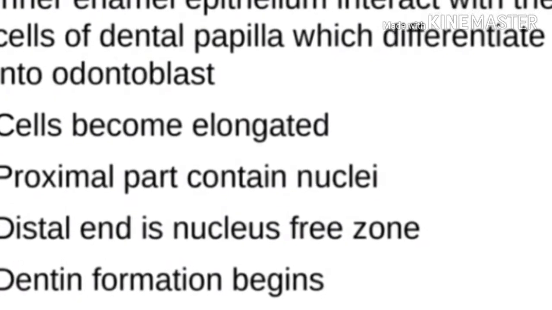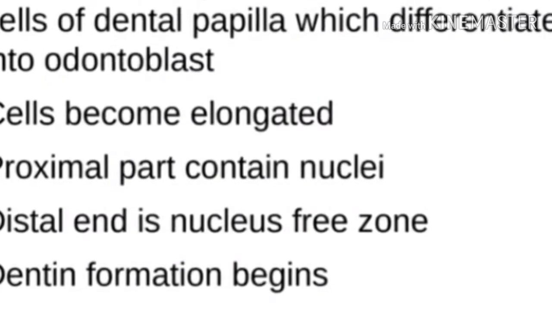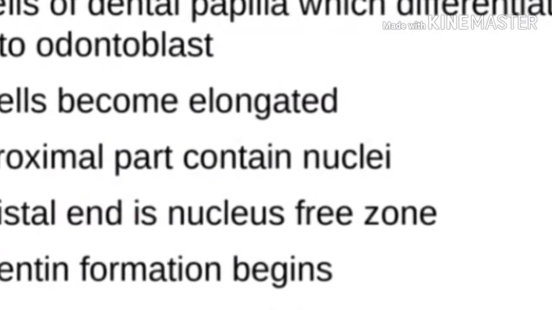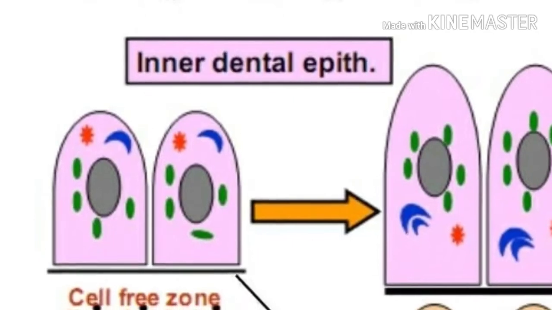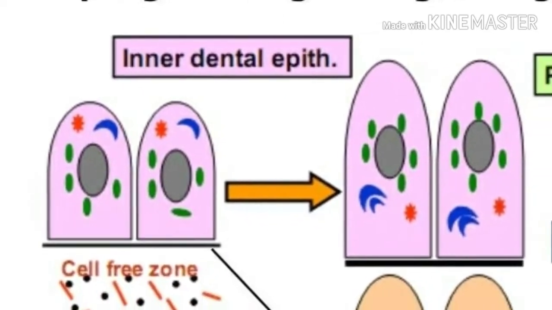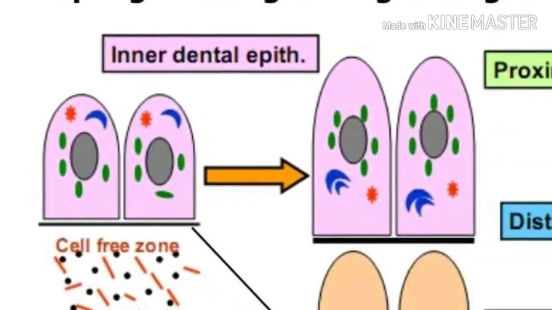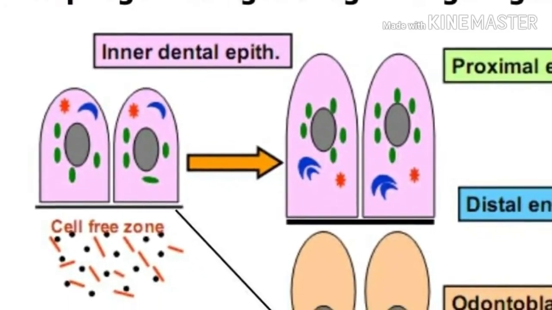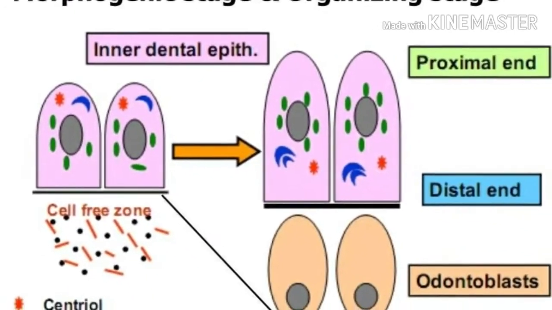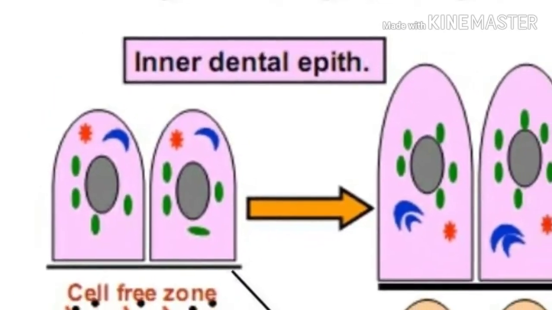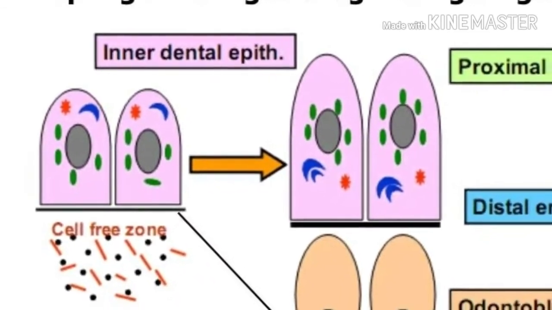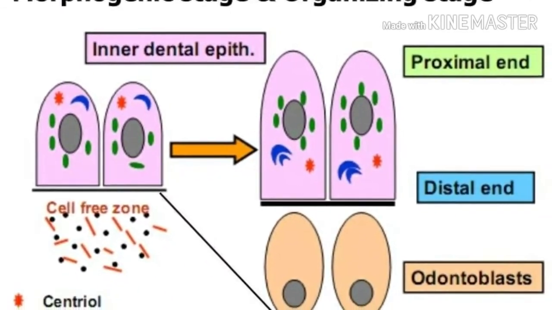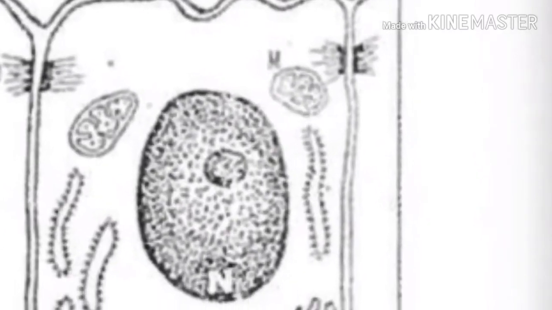In preparation for this development, a reversal of the functional polarity of these cells takes place by the migration of the centrioles and the Golgi regions from the proximal end of the cell into their distal ends. Special staining methods reveal the presence of fine acidophil granules in the proximal part of the cell. Electron microscope studies have shown that these granules are actually the mitochondria which have become concentrated in this part of the cell. At the same time, the clear cell-free zone between the inner enamel epithelium and the dental papilla disappears, probably because of the elongation of the epithelial cells towards the papilla.